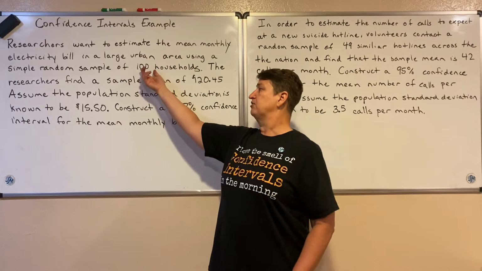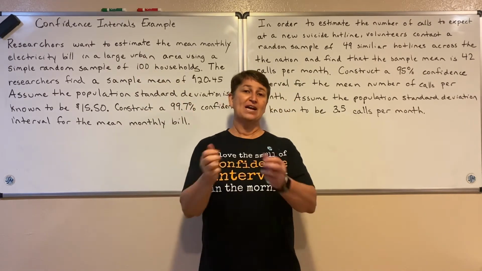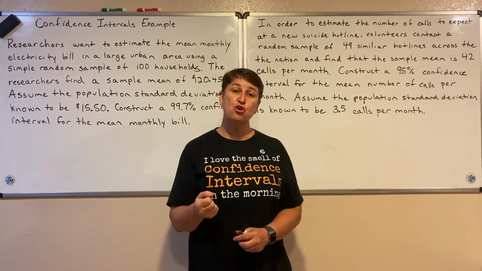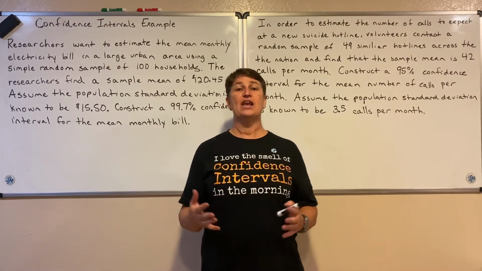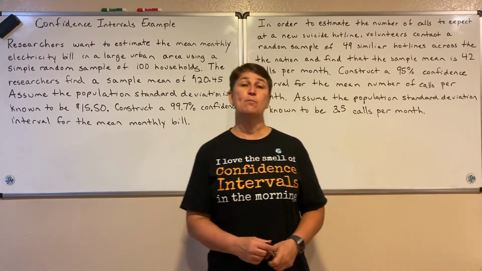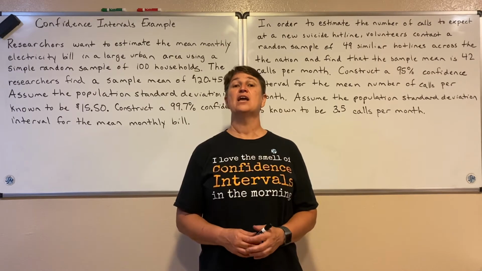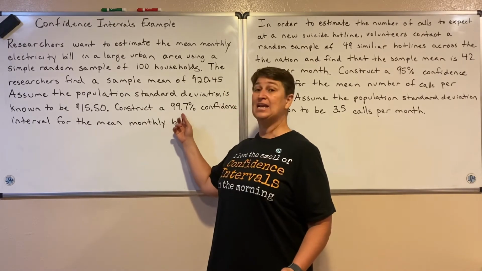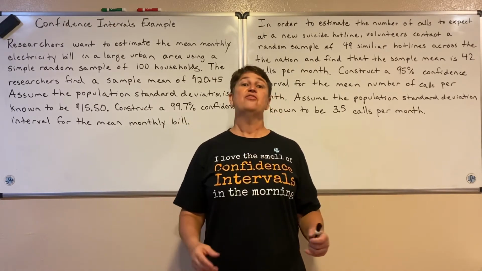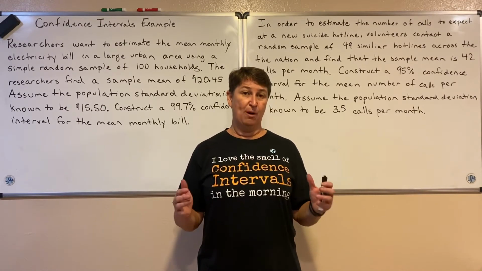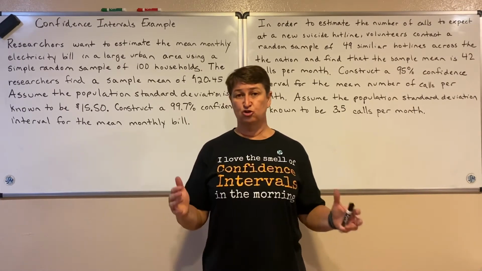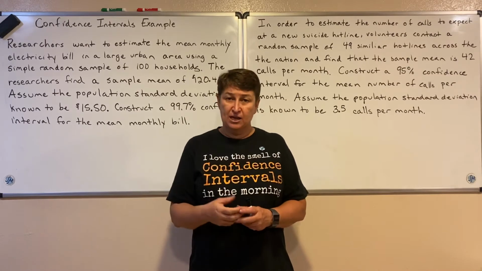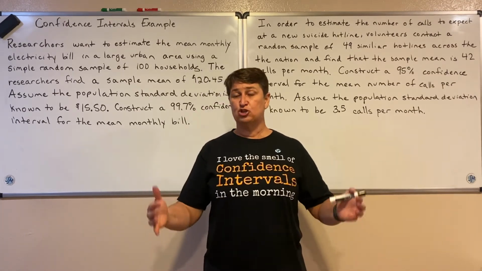When we collect these 100 households and we find that sample mean, we know that sample mean is part of a sampling distribution that is in that normal shape. Now we want to create a confidence interval to say with 95% or 99.7% confidence that the parameter mean, the population mean, falls within a certain range. So we've collected this sample mean, and we're going to infer from that sample that our population mean falls within this certain range.